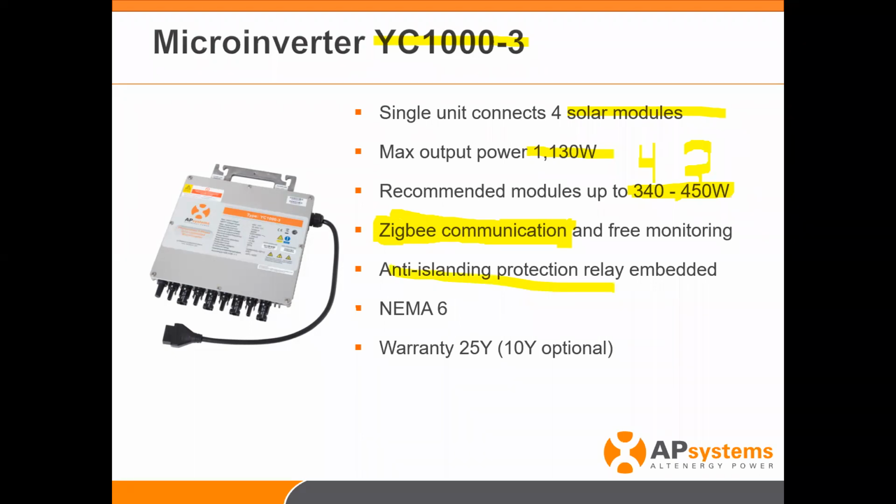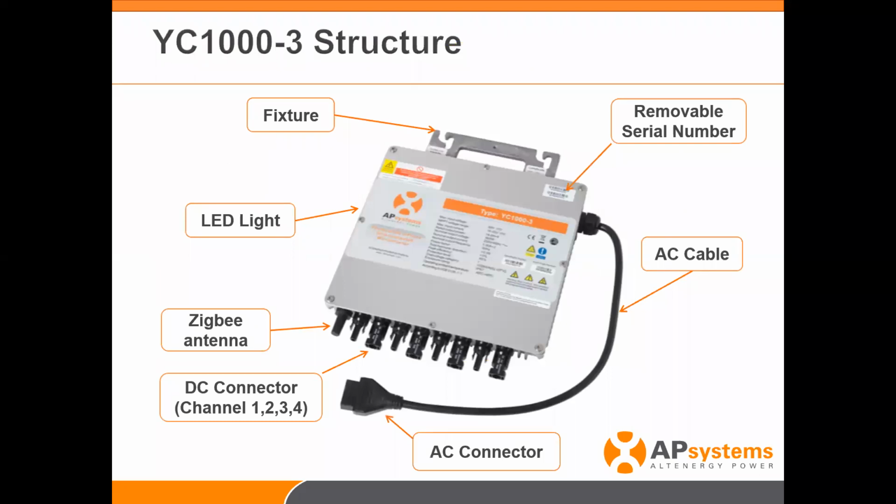Anti-idling protection, that's required. NEMA 6, submersible, and we carry that same 25-year warranty. As far as the structure is concerned, it's the exact same. So it's wash, rinse, repeat, right? Same serial numbers. The AC cable is a bit different because it is a 5-wire system now. So now you have 3 lines of power, a neutral and a ground. Slightly different, but same concept. The Zigbee antenna is molded into the case, nothing for the installer to do, all done.